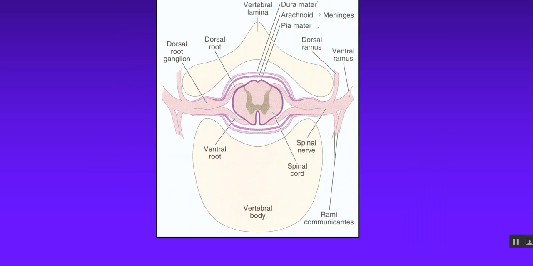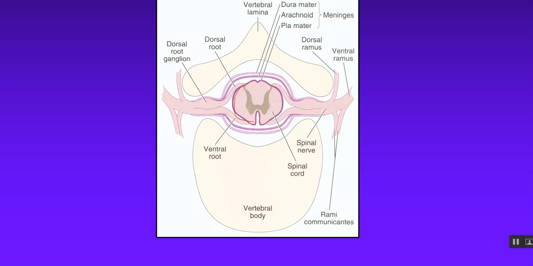This is just helpful to look at, as to how the spinal cord is sitting within the vertebral column. We're looking at a horizontal section at a certain level. This would actually be a thoracic level, because I can tell by the shape of the gray matter here.